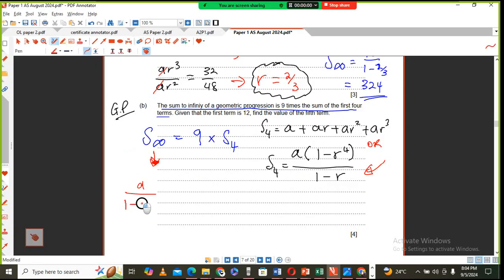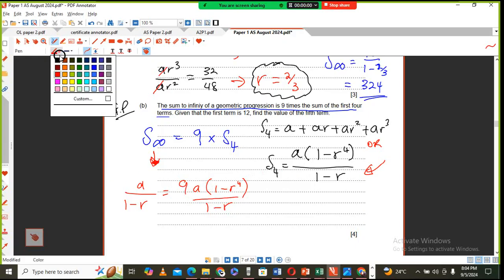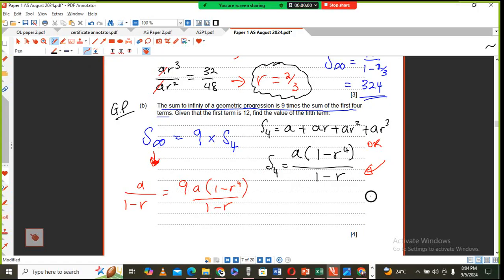And the reason why I like that one is because now I can say 9 times this business over here. So 9a open bracket 1 minus r to the power 4, and this is also over 1 minus r. What can you tell me? What is it that I can do there now? You can put the value of a in and then calculate r. But I can also eliminate the denominators. Same denominators means those things can be easy, right?